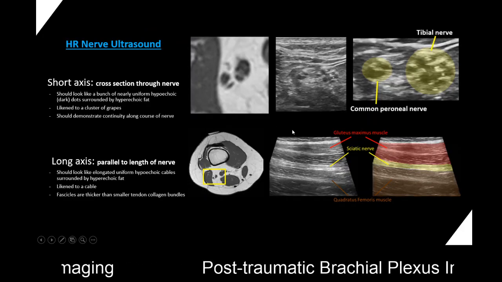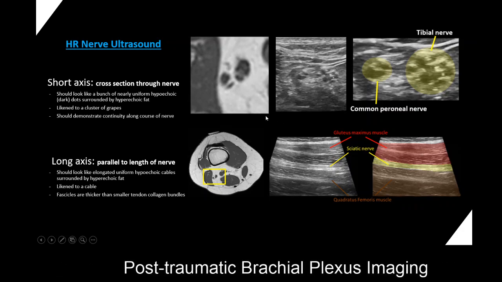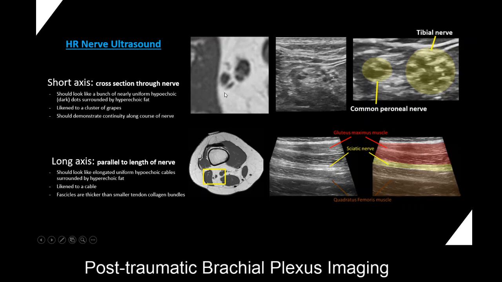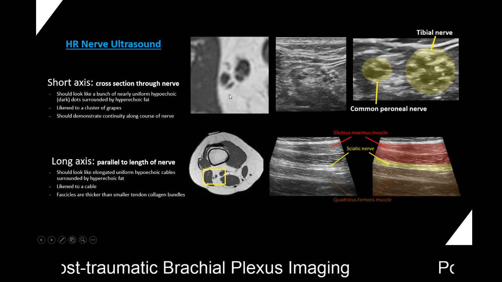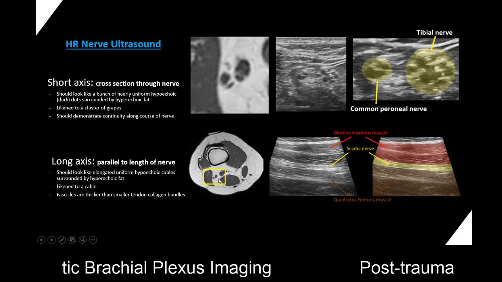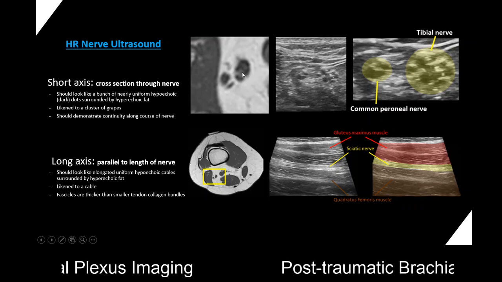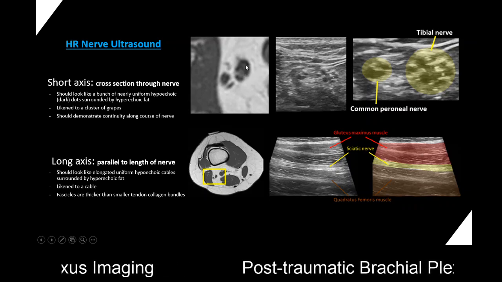So high-resolution ultrasound, just a little bit about the technique. I recognize that this is not in the arm or upper extremity region. This is in the leg. We're looking at the sciatic bifurcation, and using this example just because it's a nice example that I had showing the same patient with MRI and ultrasound.